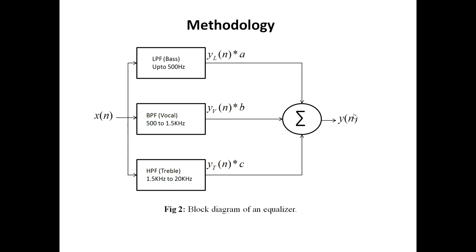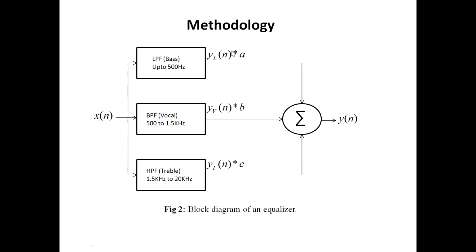Thank you, Divakar. As explained by my project batchmate Divakar, as you can see in the figure, the output of each filter, that is low pass filter designed for bass frequencies, band pass filter for vocal frequencies, and high pass filter for treble frequencies. Each output is denoted as YL of n, YV of n, and YT of n respectively, with the associated scaling factors A, B, and C.